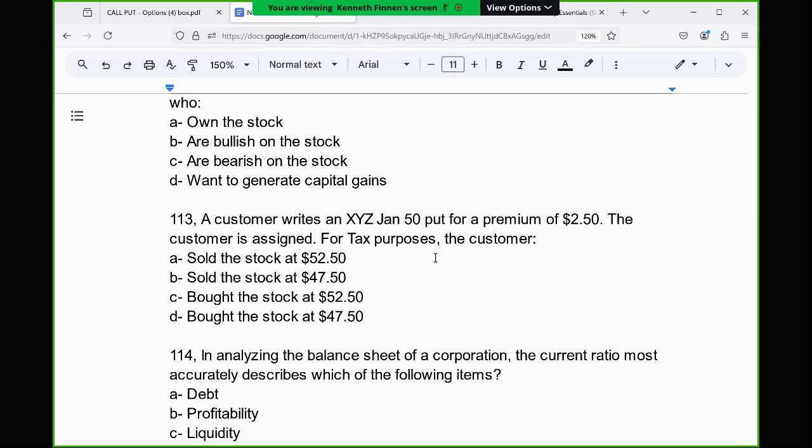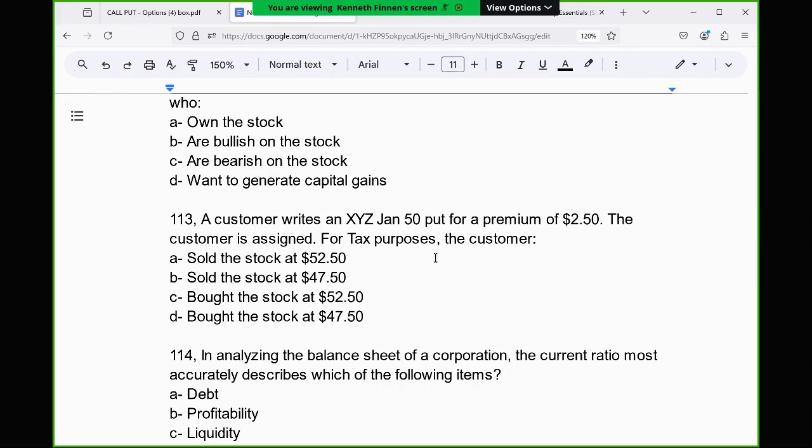Okay, so now if you buy a put, what do you have the right to do? Right to sell. Yeah. So what if you sell a put? Then you have the obligation to buy. Well, you don't have the right, you have the obligation to buy. So the answer is D, because you're buying the stock at 47.50.